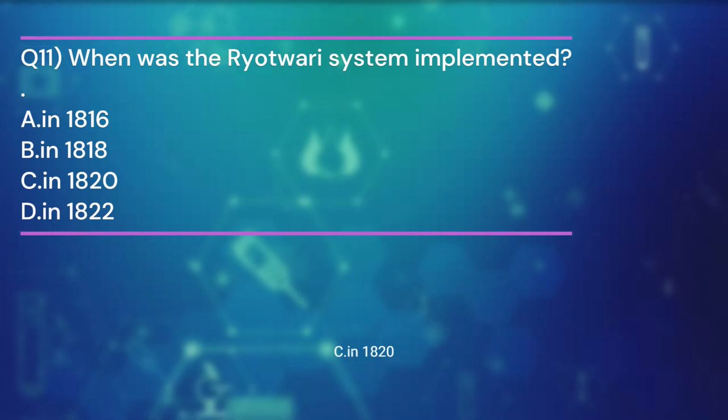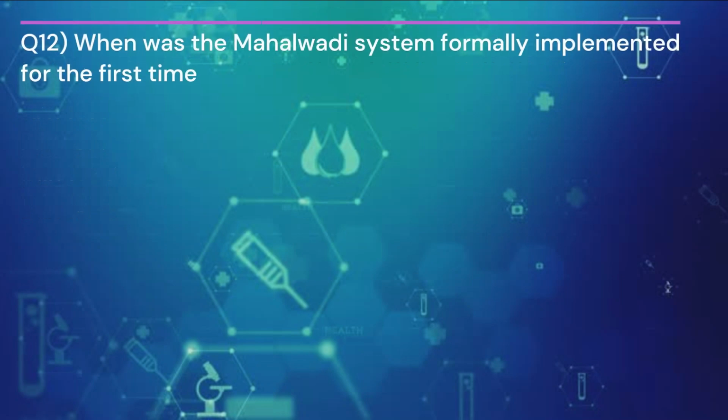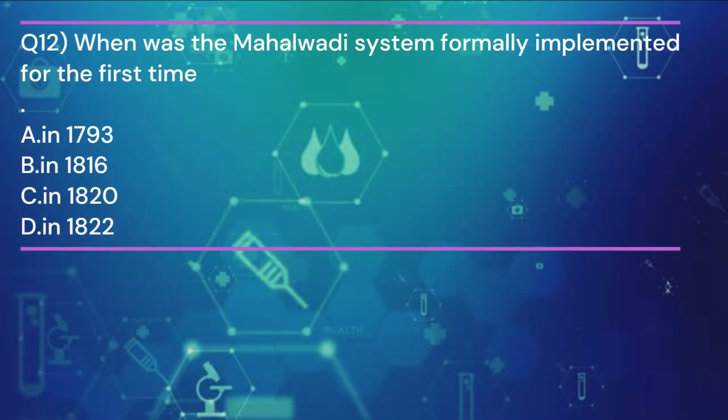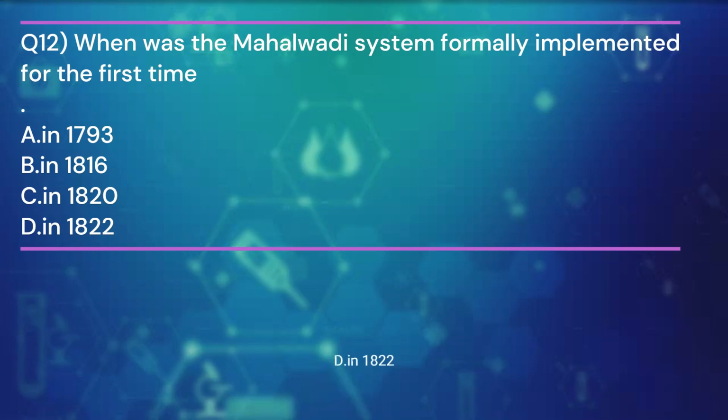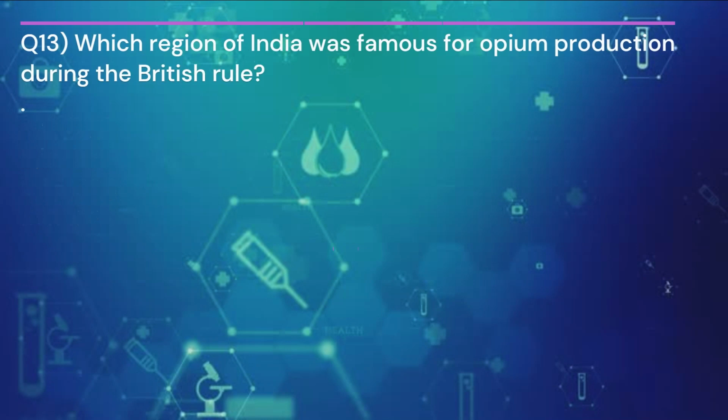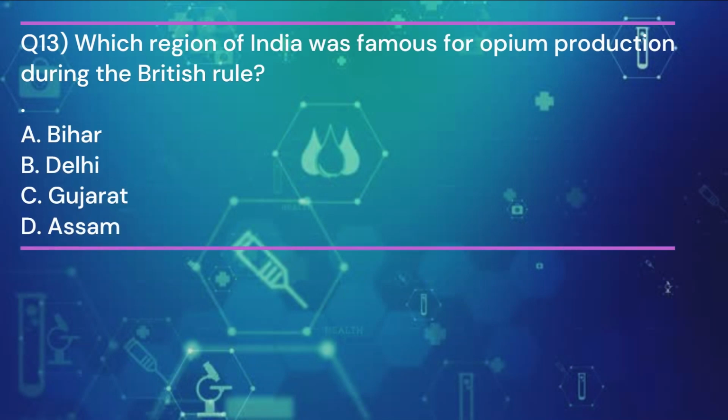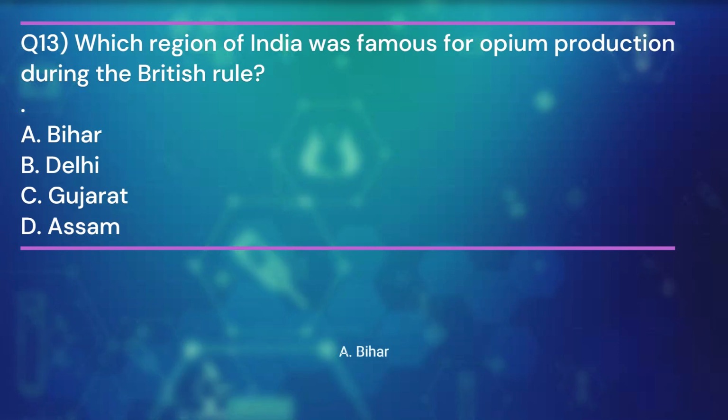In 1820. Question 12. When was the Mahalwari system formally implemented for the first time? And the answer is D. In 1822. Question 13. Which region of India was famous for opium production during the British rule? And the answer is A.